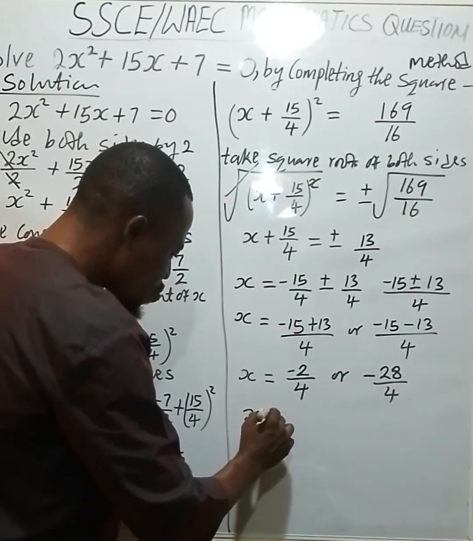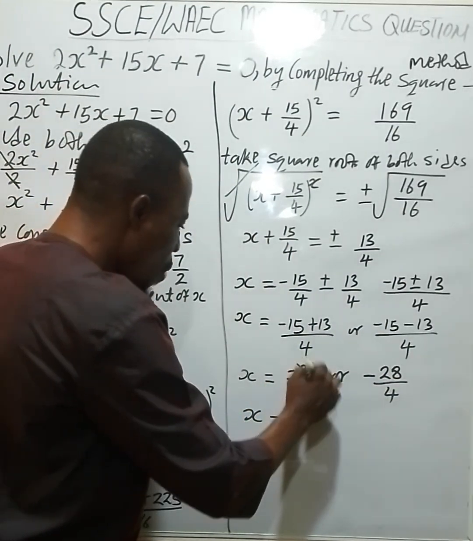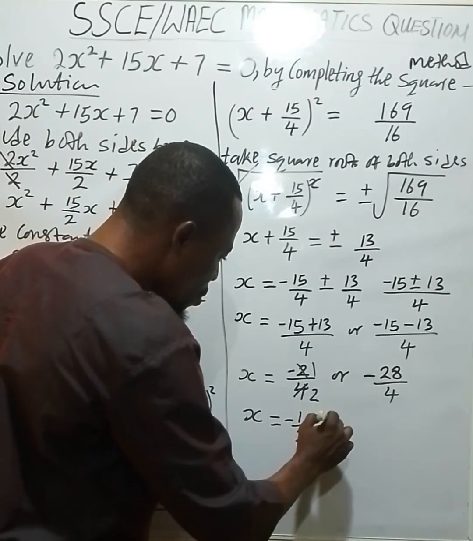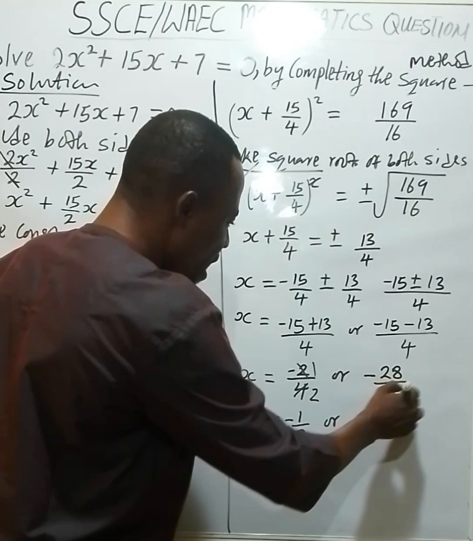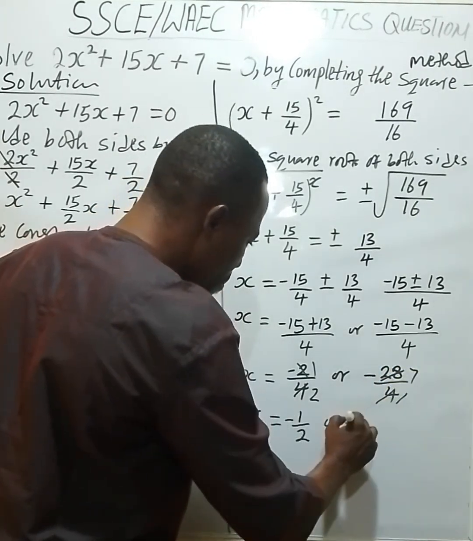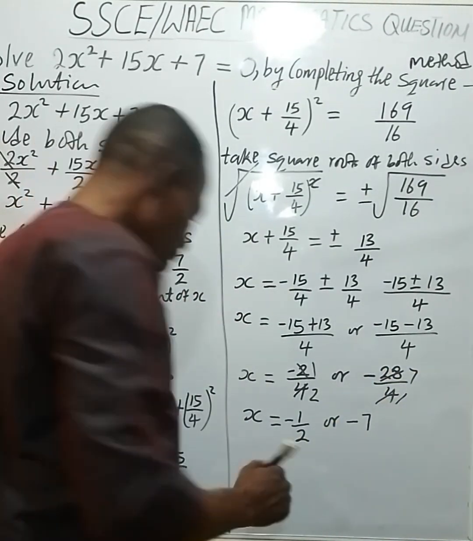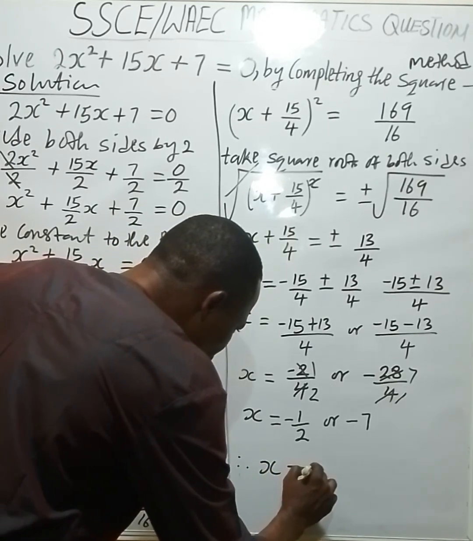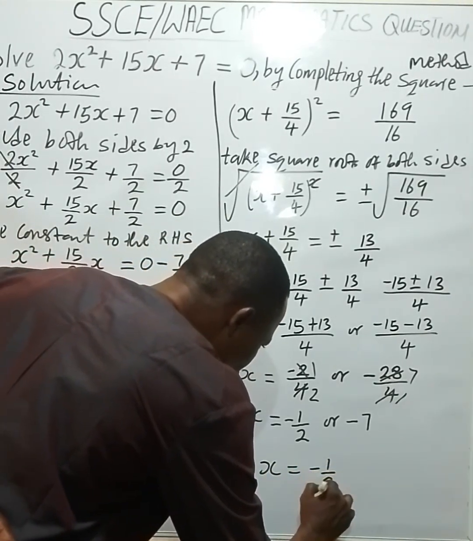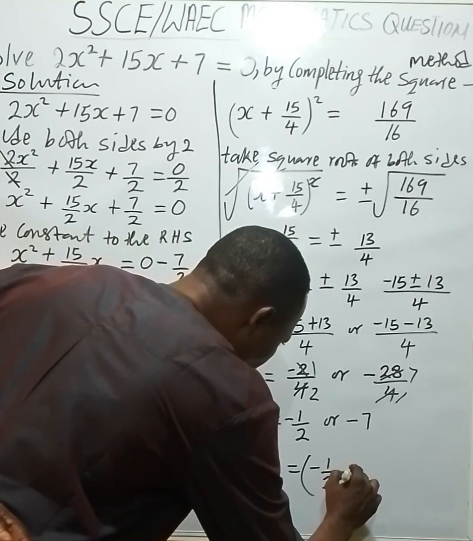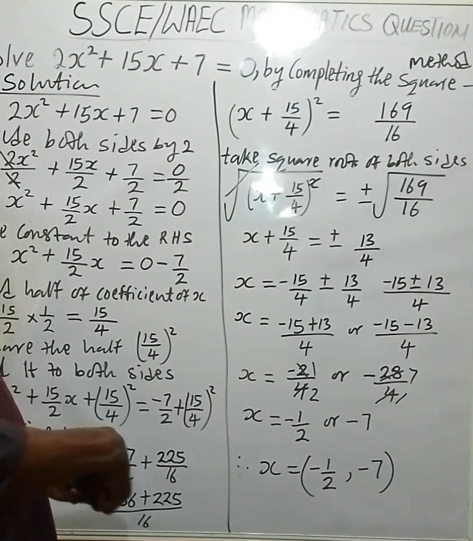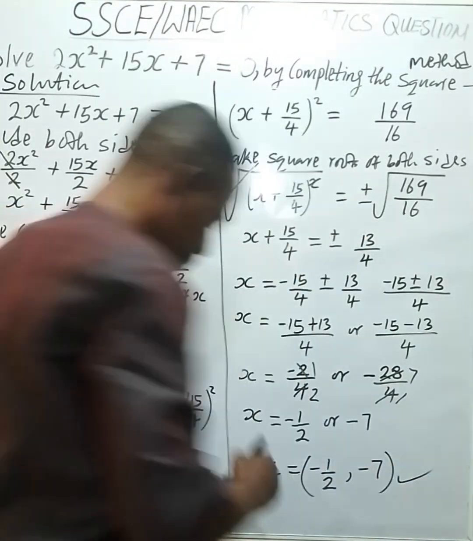Now x equals, 2 here 1, 2 here 2. So we have minus 1 over 2, or 4 here 1, 4 here 7, minus 7. So therefore, x equals minus 1 over 2, comma, minus 7. So that's our answer.